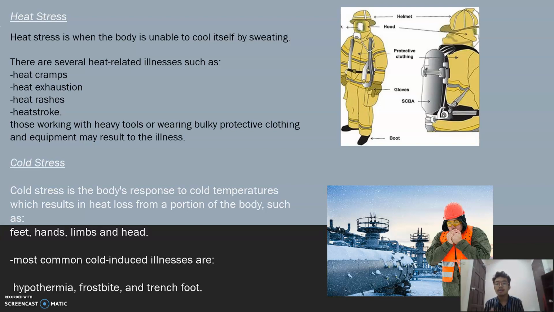So, proceeding on, other than heat stress, you could also have cold stress. Cold stress is the body's response to cold temperature, resulting in heat loss from portions of the body such as feet, hands, limbs, and head. Most of this cold stress will affect people working in specific areas such as Antarctica, in a cold environment. The most common illnesses suffered by employees are hypothermia, frostbite, and trench foot.